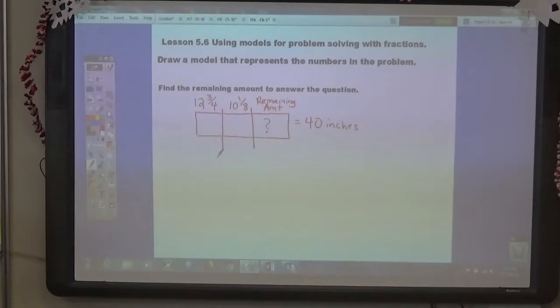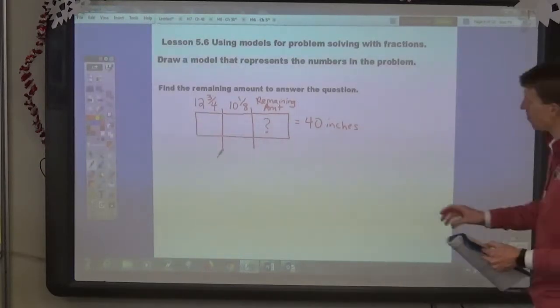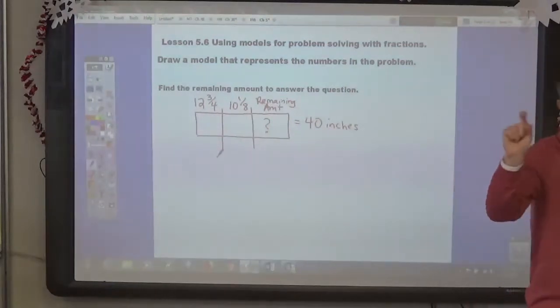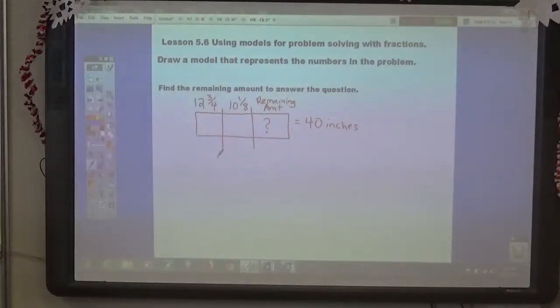It says, Yuri starts with a 40-inch strip of wicker. Wicker is like, what's what you make a basket out of? Yeah, it's a natural plant that you use to make stuff with. Okay, so he cuts a 12 3/4 inch piece and a 10 1/8 inch piece from the strip. Does he have enough left to cut two 5 3/8 inch pieces? All right. The question is, does he have enough left to make what he needs?